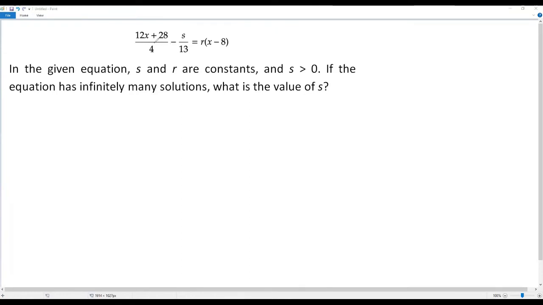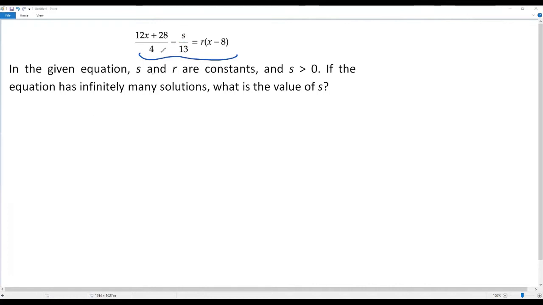12x + 28 divided by 4 − s over 13 equals r times (x − 8). In the given equation, s and r are constants and s is greater than 0. If the equation has infinitely many solutions, what is the value of s? Okay, here in the given equation, we have to find the value of the constant s.